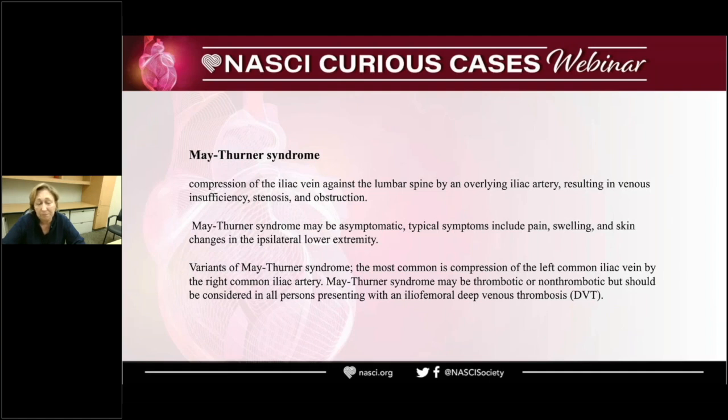And it could be due to thrombotic or non-thrombotic causes, but again, the patient needs to be evaluated for a DVT, to make sure that there's no thrombosis.